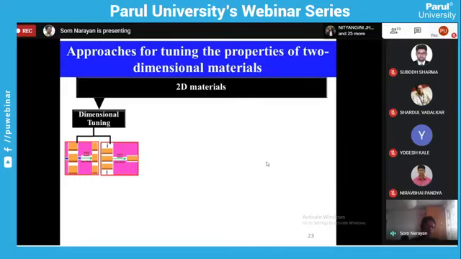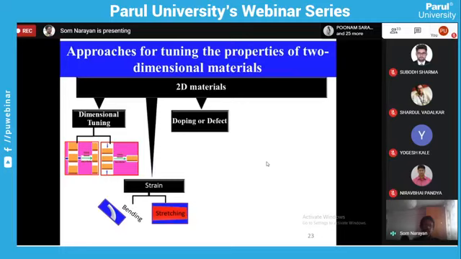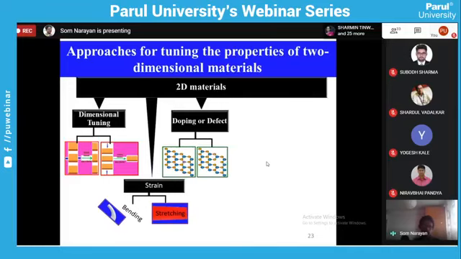So if you confine all three directions, you will have a quantum dot. Going to another one, strain. Strain can be seen as bending and stretching experimentally. Similarly, another way of tuning the properties is doping or defects. So you can see over here we can dope. For example, nitrogen doping opens the band gap of graphene by 0.67 eV.